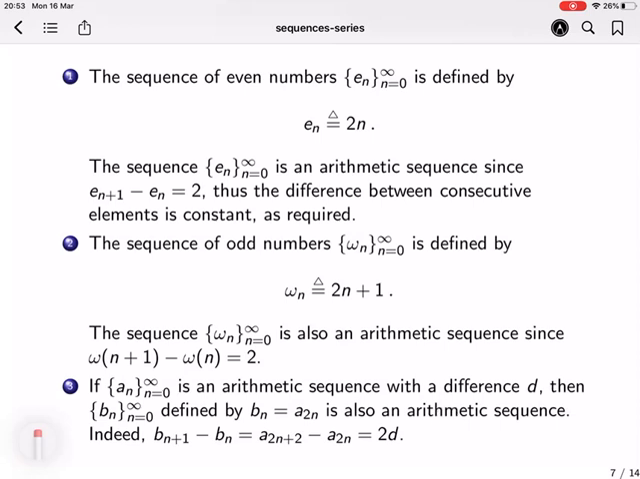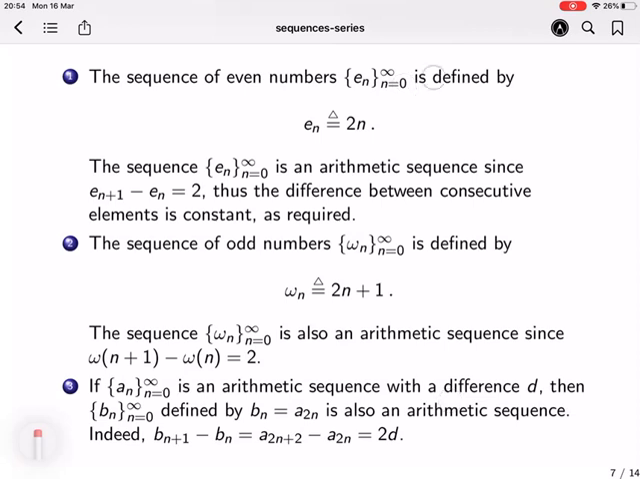Why is that? Well, the difference between b(n+1) and bn: b(n+1) by definition equals a of 2n plus 2, and bn by definition equals a of 2n. And this difference, well, we're hopping over a of 2n plus 1. So this difference is d plus d, namely 2d. Okay? Good.